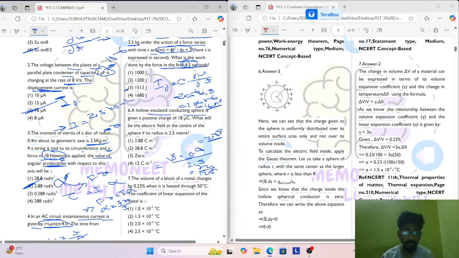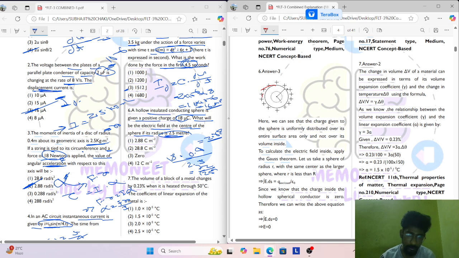A hollow insulated conducting sphere is given a positive charge of 18 microcoulomb. What will be the electric field at the center of the sphere if its radius is 2.5 centimeter? Okay, first of all understand this. All the charges are present at the surface of the conducting sphere, right? So therefore at the center there will be no charge.